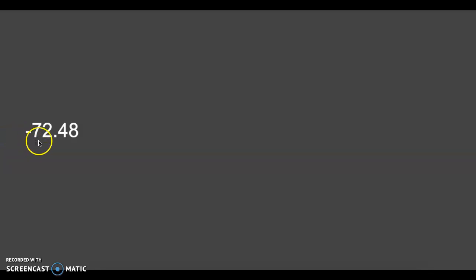This is -72.48. Turn it into an improper fraction by first turning it into a mixed number and then turn it into an improper fraction. You need to know how to say this the proper way. Think about your place value.